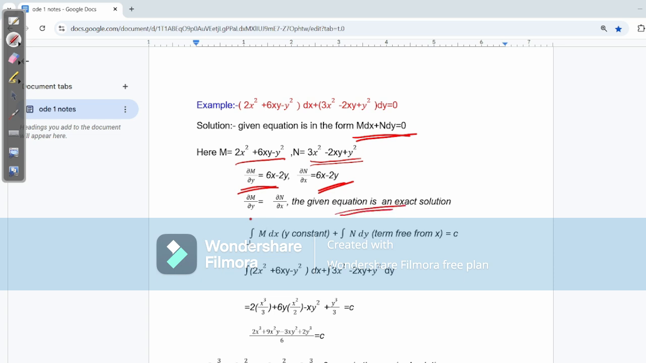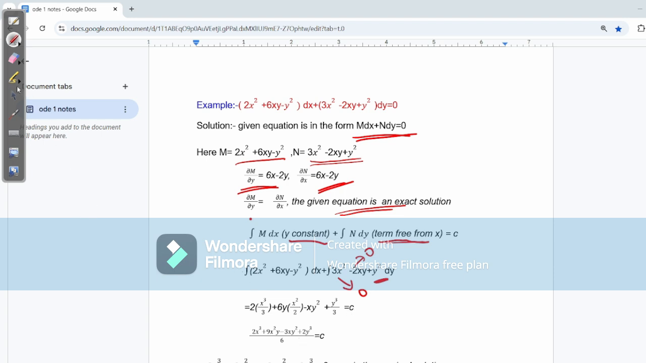Okay, the solution is the integral of M dx, putting the y term as constant, plus the integral of N dy, putting terms free from x, equals c. Integrate it: the integral of 2x² + 6xy − y², and here the term should be free from x, meaning this value becomes 0 and this value becomes 0. We have to integrate only y². Now, integration of 2x² gives 2x³/3, integration of 6xy gives 3x²y, integration of the constant term in x, y², gives xy², and the integral of y² is y³/3, equals c.